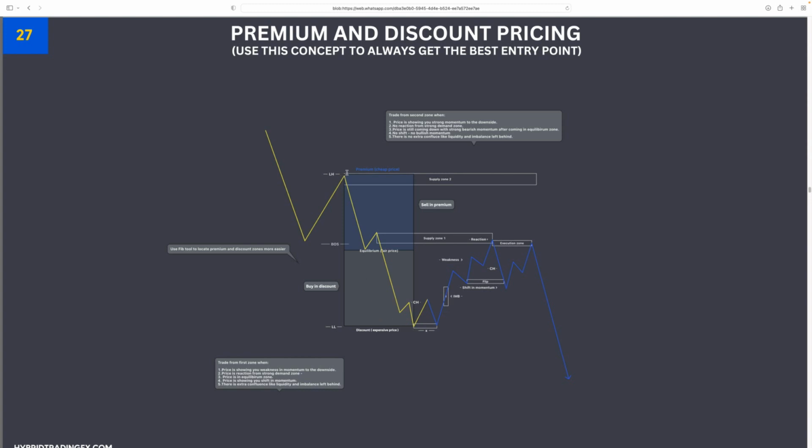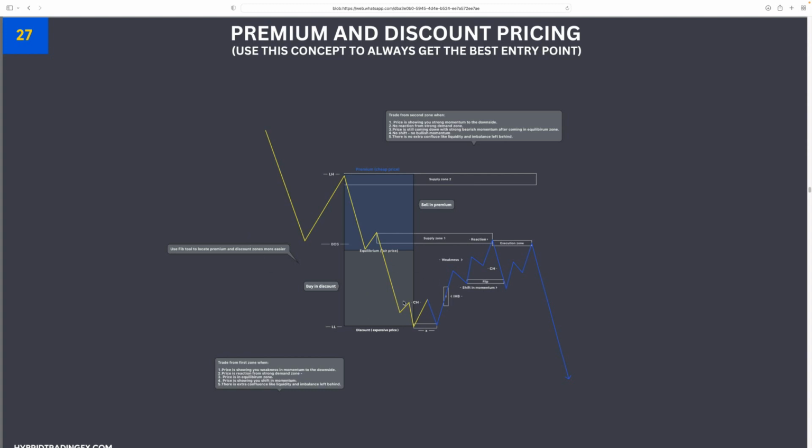You can use a Fibonacci tool for knowing exactly where your premium zone, equilibrium zone, and discount zone are. It's better to do it that way. Or if you have access to our indicator, you can just turn on the premium and discount, and it's going to be done automatically for you. But if you do not want to use that option, you can go ahead and use the Fibonacci tool, and it's also going to give you precise details on where the zones are.